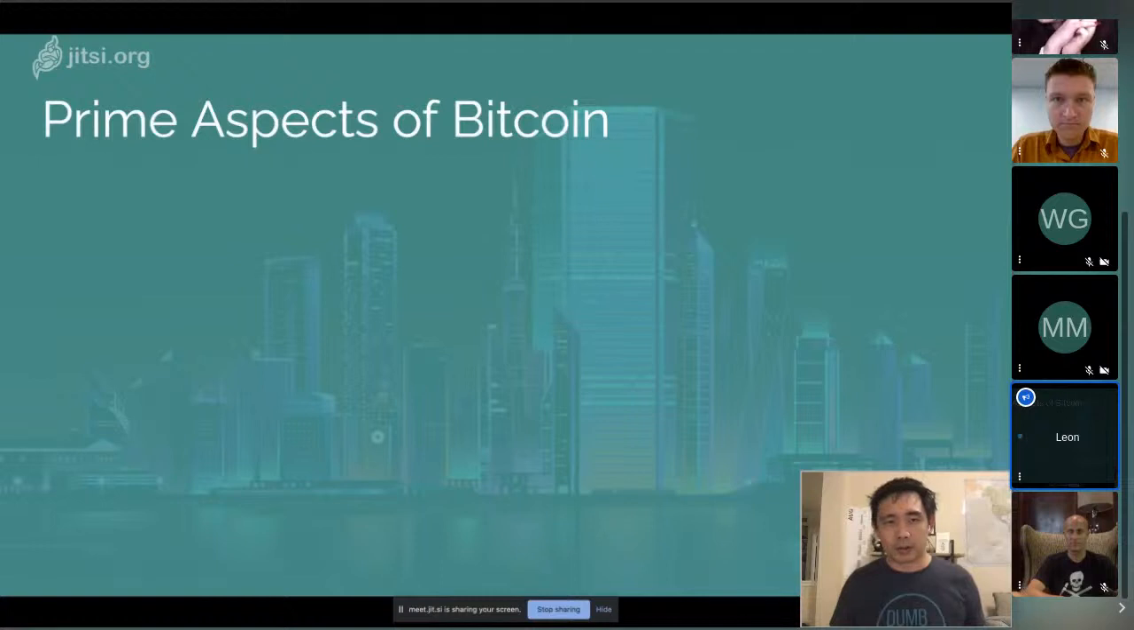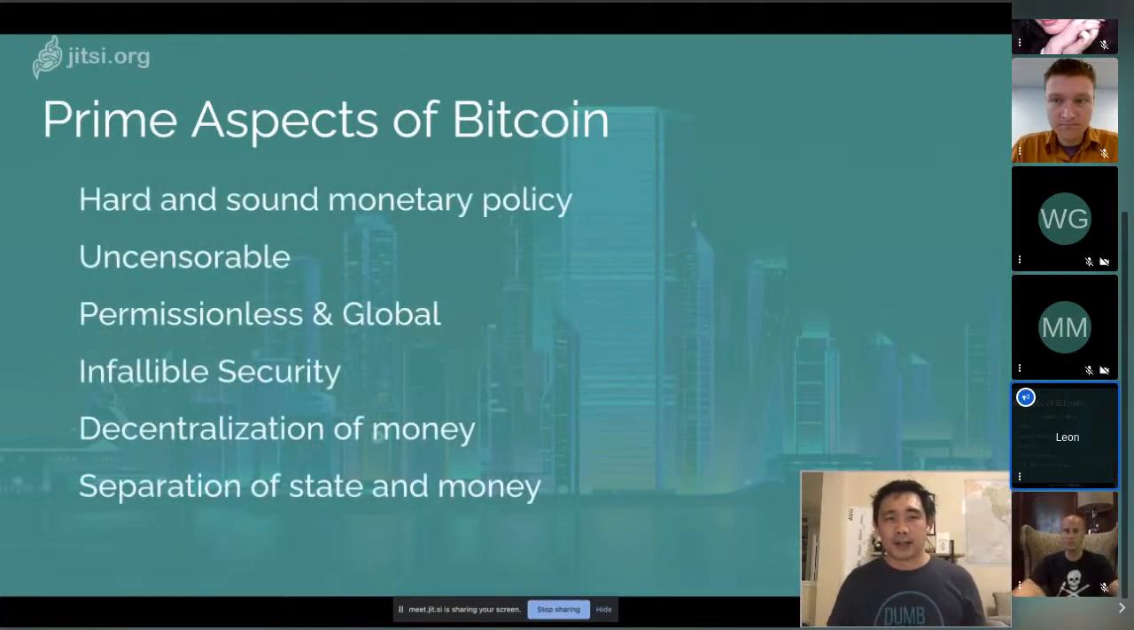So let's talk about Bitcoin a little bit. So the prime aspects of Bitcoin, it has a hard and sound monetary policy. So with gold, there's gold you can mine every single year. But with Bitcoin, there's a set limit of 21 million that will never change. And according to the code, the last Bitcoin will be mined sometime in 140 years from now.